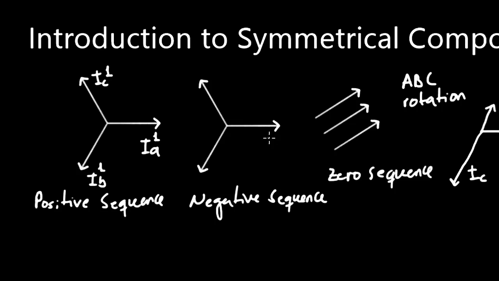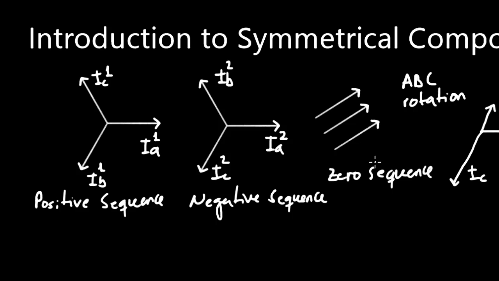So if we say that our system is an ABC rotation system, then the negative sequence set would have the opposite rotation. So we would have the A phase over here again, and we're going to use the number 2 for the negative sequence set. But this vector right here, instead of being B, is going to be C. So this would be IC2, this would be IB2. So again, basically the negative sequence set has the opposite rotation of our system rotation.